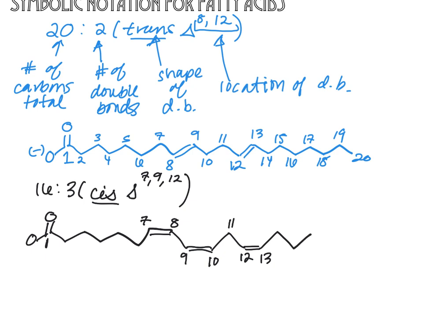Okay, I'm gonna count just to make sure. 2, 3, 4, 5, 6, 7, 8, 9, 10, 11, 12, 13, 14, 15, 16. Awesome. So that's our first part of symbolic notation for fatty acids. So you should be able to draw a fatty acid from given symbolic notation, and also be able to give the symbolic notation if you were given a structure.